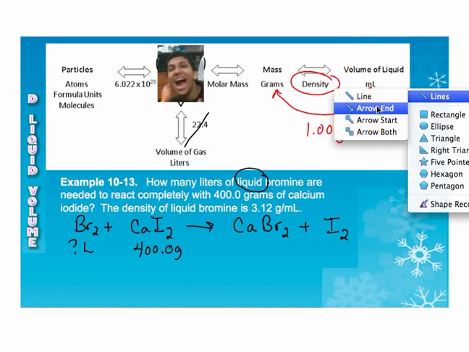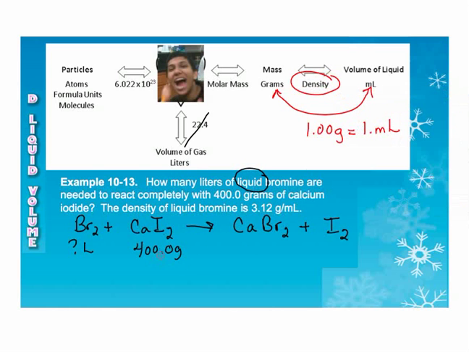So, what we're going to do, map it out. We're going to get mass to moles. Okay, I'm going to make this a little longer because it's going to be a few steps the other way. Then we're going to take moles to moles. And then we want to go moles to mass, excuse me.